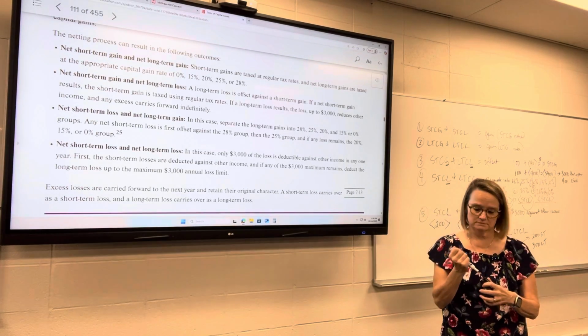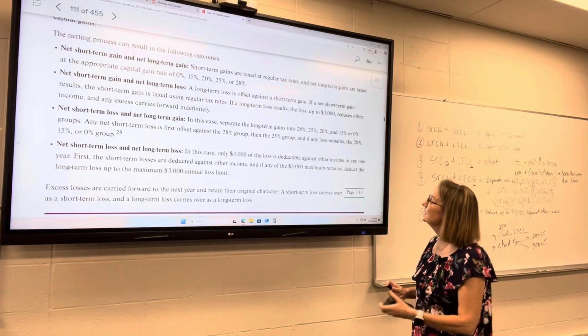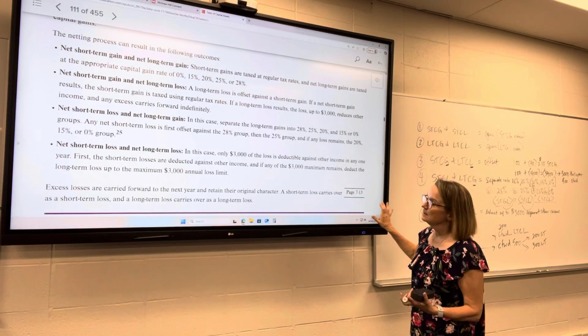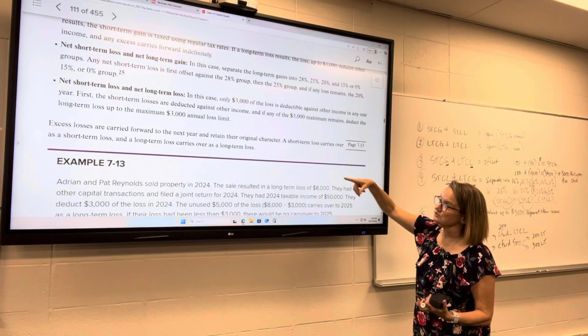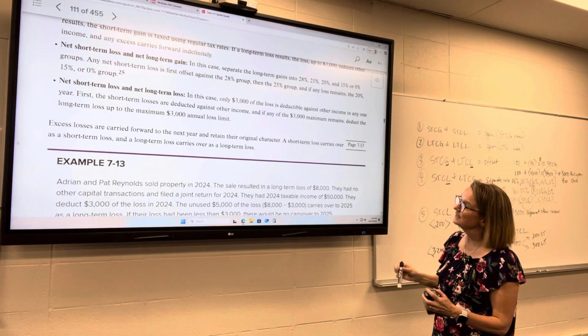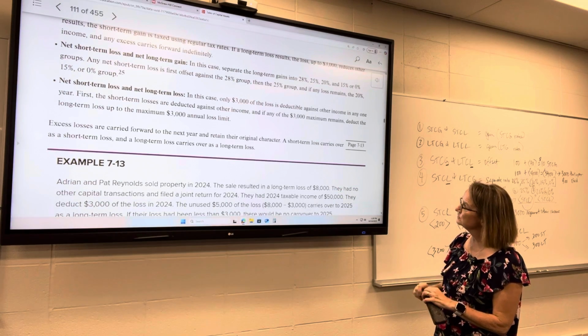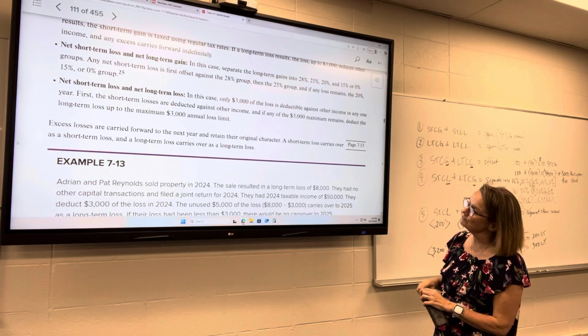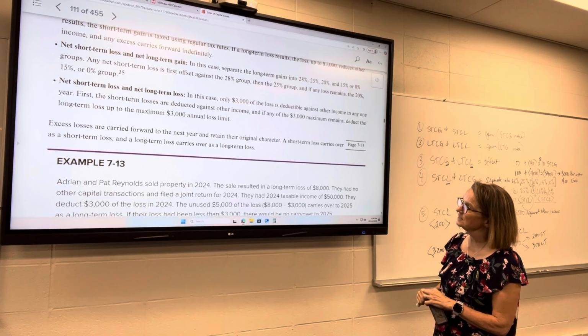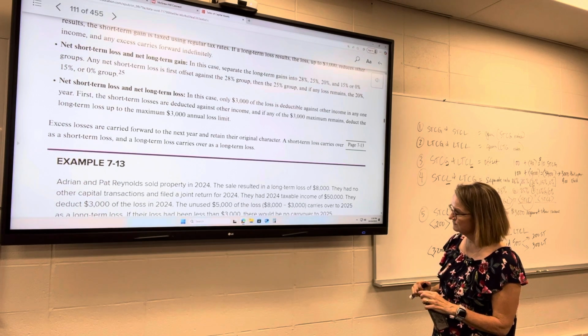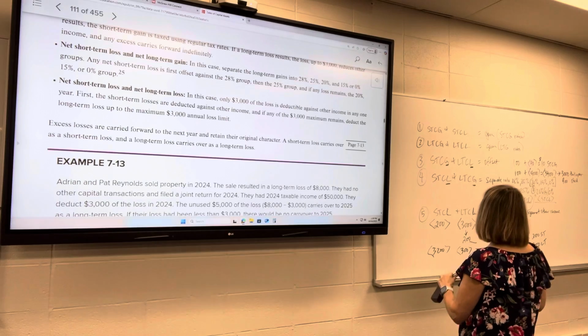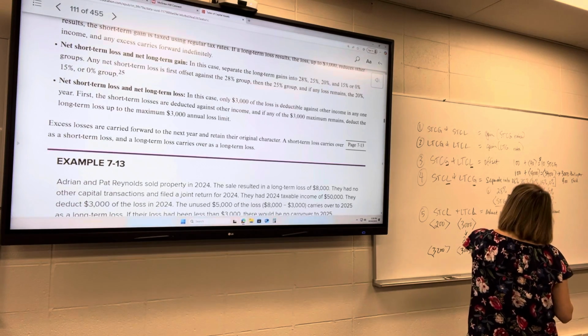It's complex. Excess losses are carried forward to the next year and retain their original character. Short-term loss carries over as a short-term loss. Long-term loss carries over as a long-term loss. All right, so let me see if I can.